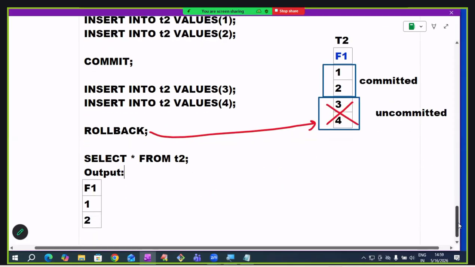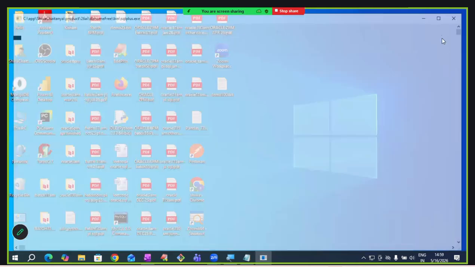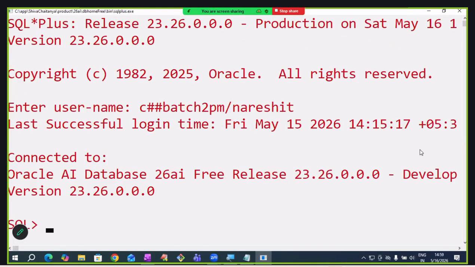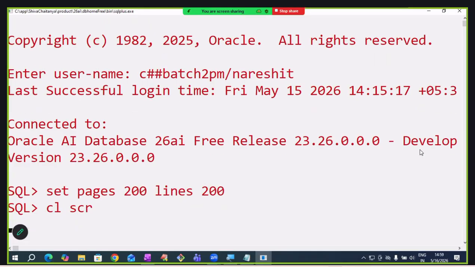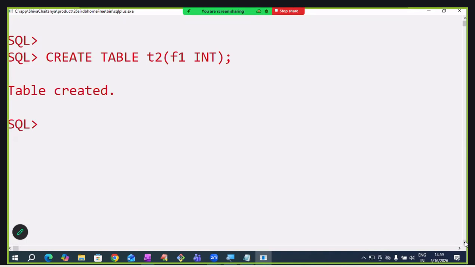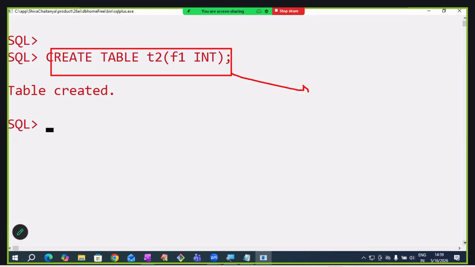Let me show this one. Observe here, I'm opening SQL Plus and logging in as our batch user. Set page size 200, line size 200. Clear the screen. Now, I'm creating one table T2. Create table T2, F1 column with a data type. See here, table created. This table is created permanently in the database.